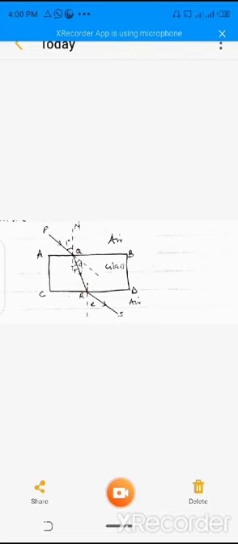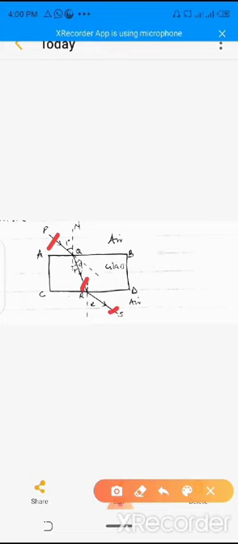Now, let us explain what we now have on the screen. Ray PQ is the incident ray. Ray QR is the refracted ray. Ray RS is the emergent ray. Angle I here, like you know, is the angle of incidence. Angle R is the angle of refraction, and angle E is the angle of emergence.